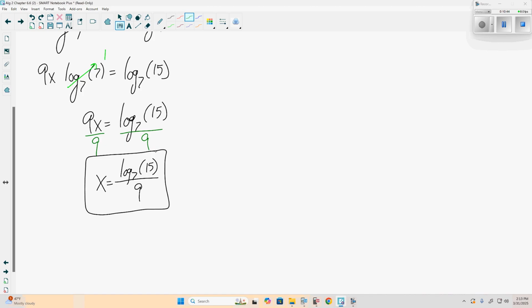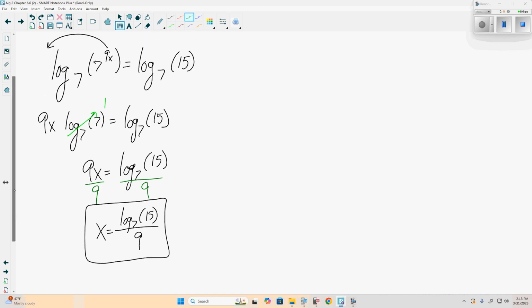Now, it might be very tempting to divide the 15 and 9. We cannot, because the 15 is stuck inside the log. It is possible to simplify it, but in order to do that, we have to approximate log base 7 of 15 first and take that decimal and divide it by 9. But we can leave it as this here. Questions on this here? Questions on anything we've done so far? We're ready for the next one.